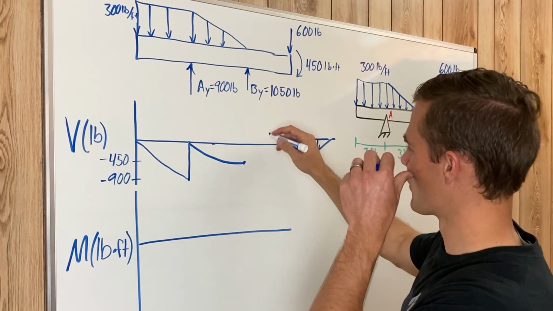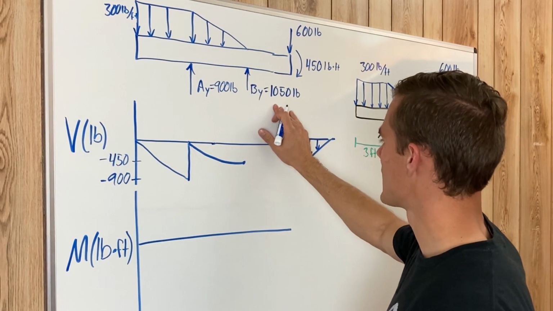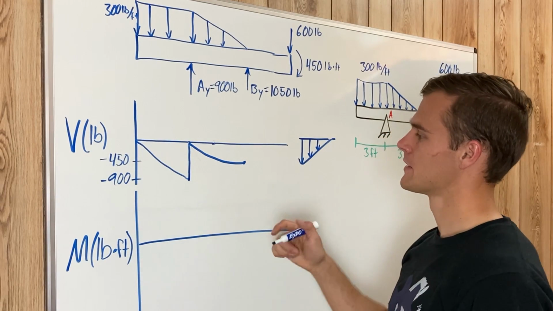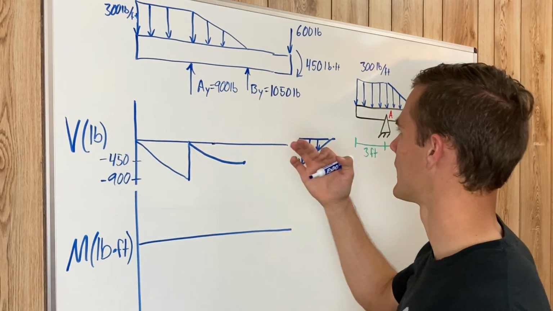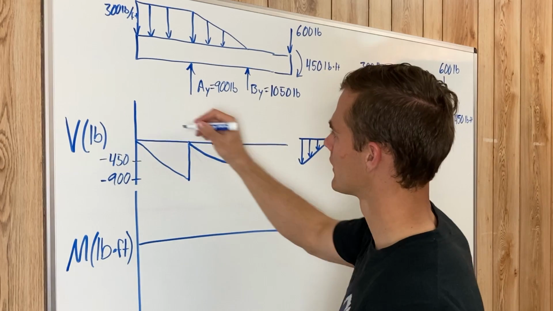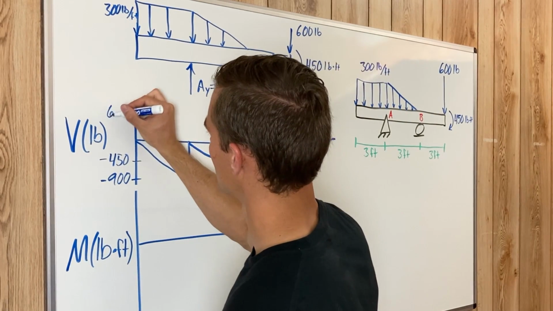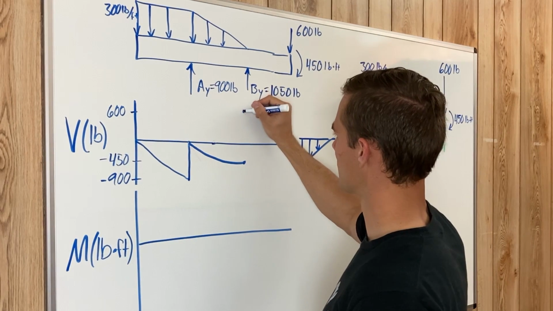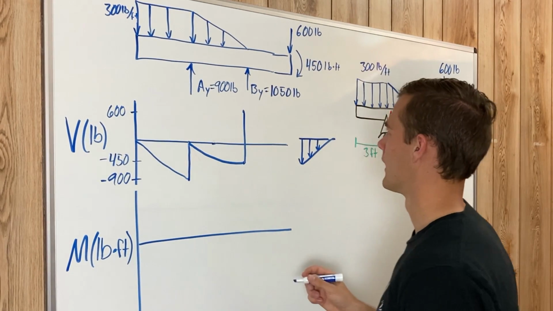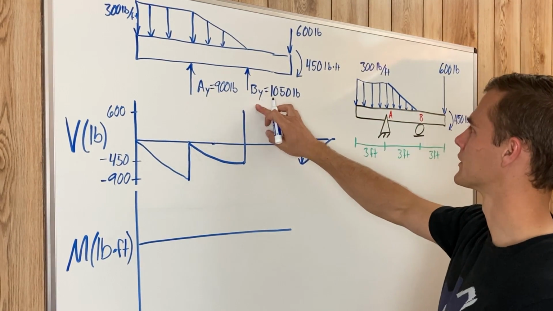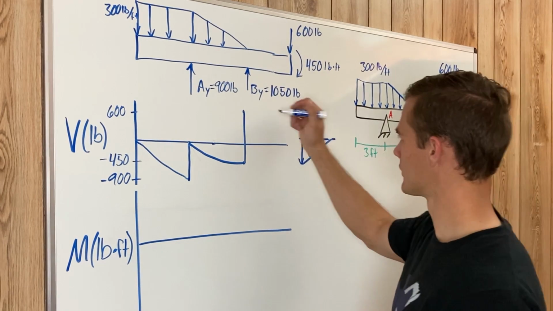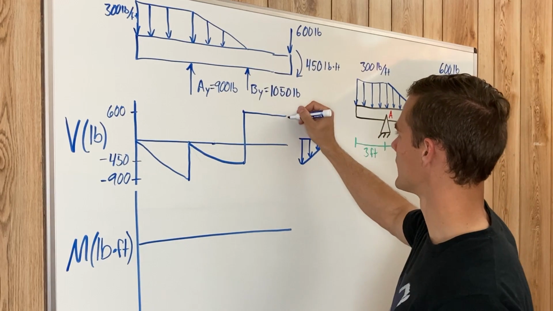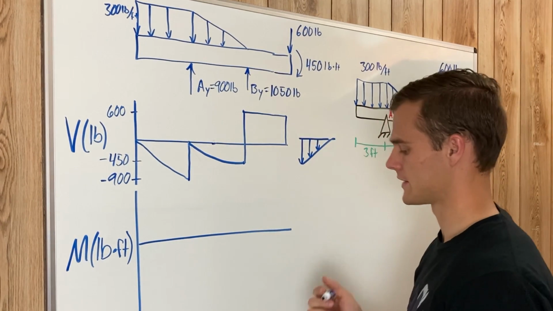And then we have our B sub y reaction, which is going to push it up 1,050 pounds. Negative 450 plus 1,050 is 600. So it's going to go up here to 600. We'll label that on that side. And then from our B sub y reaction over to the end, nothing changes. Just going to draw a straight line. And then this 600 pound force is going to push it down 600.